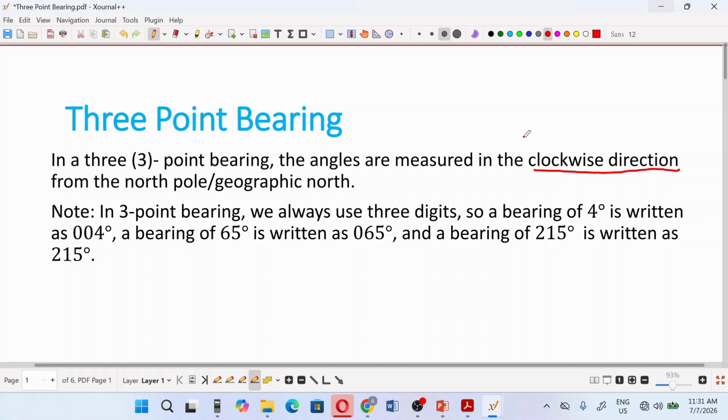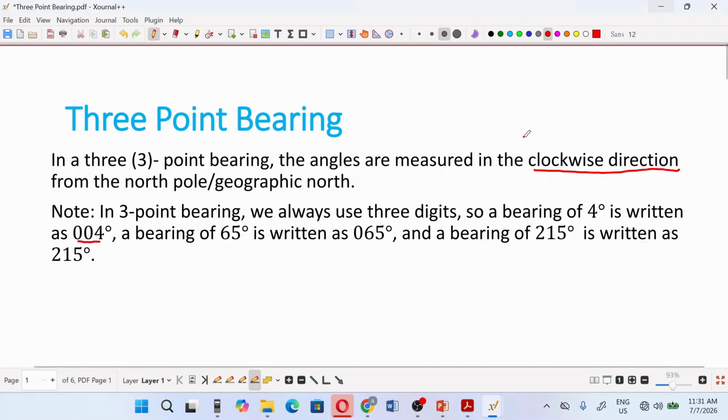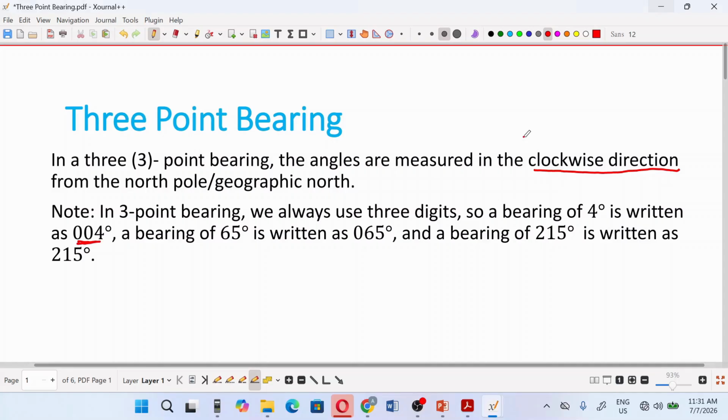So, a bearing of say 4 degrees is written as 004. A bearing of 65 degrees will be written as 065, right? We always want to see 3 digits. And a bearing of 215 degrees will be written as the same 215, since it's already 3 digits, right? Always remember it's measured from the geographical north.